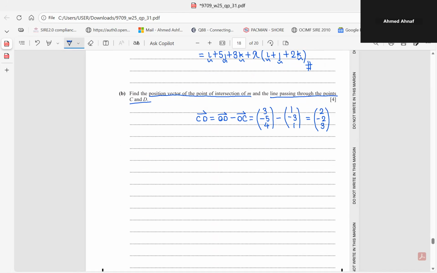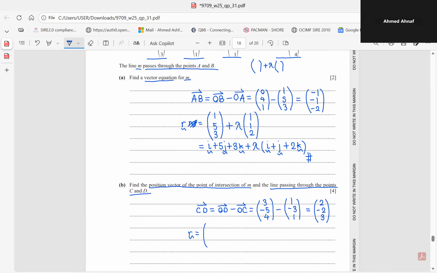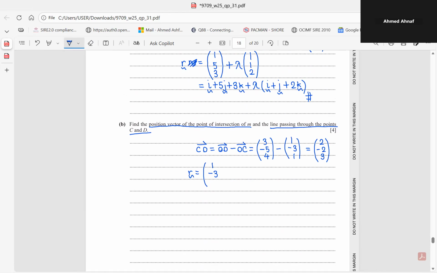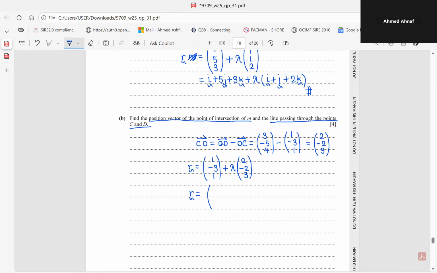Okay, now, yeah, we can, in fact, form the equation. So just take the position vector of any point along the line. So I'm just going to take C. So 1, -3, 1 plus the scalar lambda times the direction vector, which is 2, -2, 3. Okay, so now let's take the equation for M. So 1, 5, 3 plus lambda 1, 1, 2.